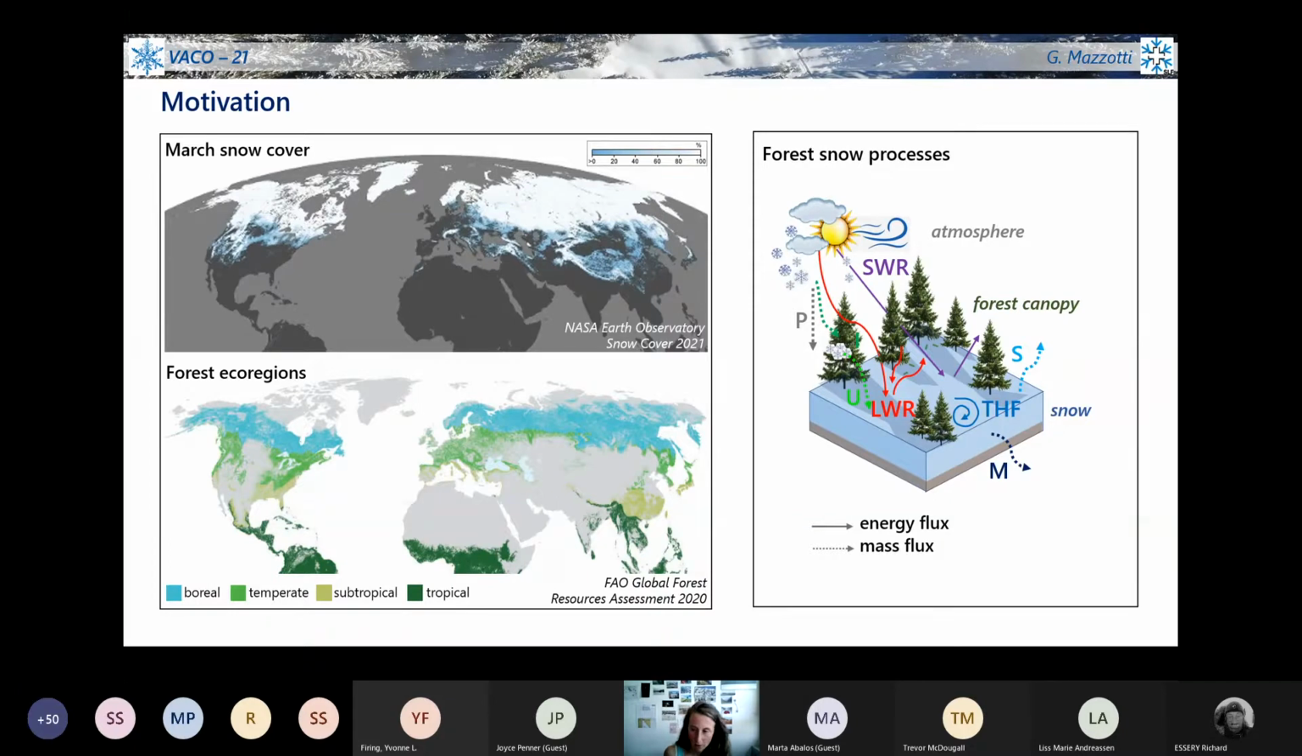And as illustrated in this sketch, there are quite a few processes involved. So the trees shade the below snow surface from shortwave radiation, they emit longwave radiation, they attenuate wind, and they may intercept snowfall. So really the presence of the canopy affects all the energy and mass balance terms of the below snowpack. And unfortunately, representing these processes in models is not that simple.